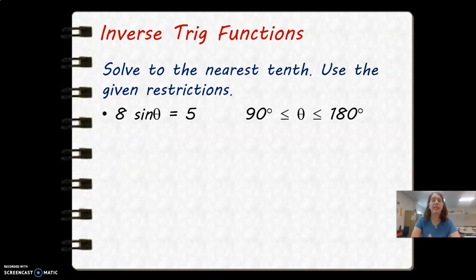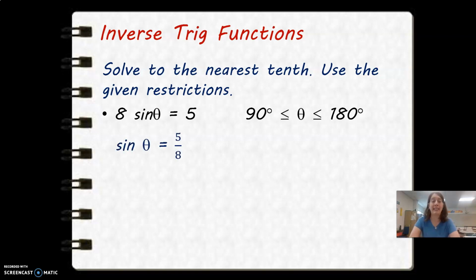Now, let's take a look at this. It's actually the exact same problem. 8 sine theta is equal to 5, but it's a new restriction. It says that my theta, my answer, can only fall between 90 degrees and 180 degrees. Well, the quadrant that falls between 90 and 180 degrees is quadrant number 2. So my answer has to be in the second quadrant, and there's only one second quadrant, so there's only one answer that I can give here.